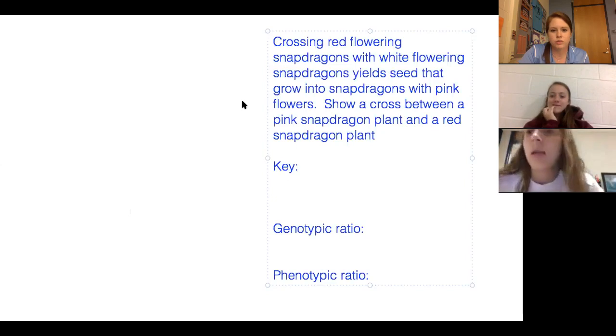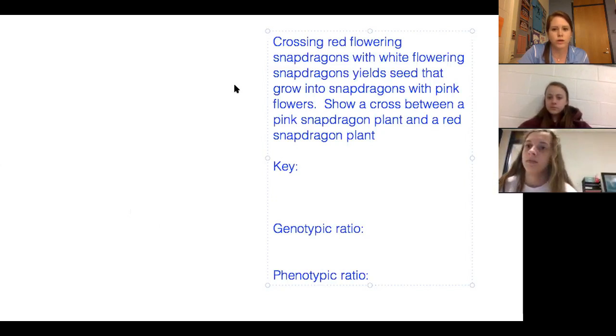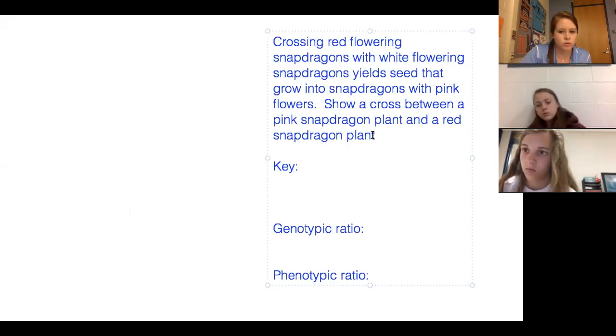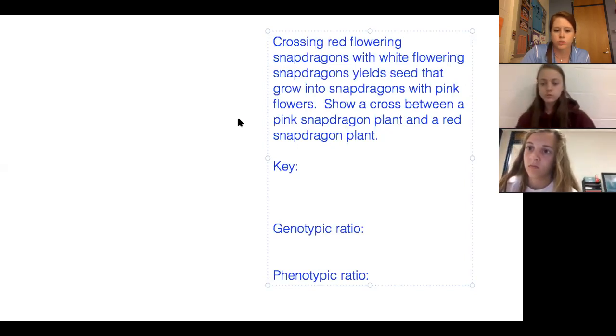All right, so let me read the problem to you. So we're crossing red flowering snapdragons with white flowering snapdragons, and that's going to yield snapdragons with pink flowers. And so we're going to show a cross with a pink snapdragon plant and a red snapdragon. So first of all, which type of cross is this? Is this our codominant or our incomplete?